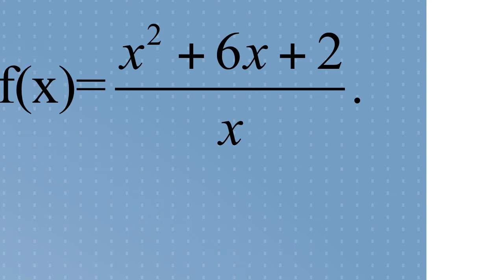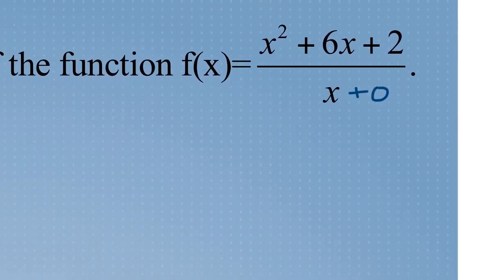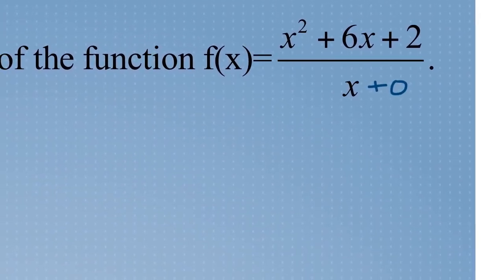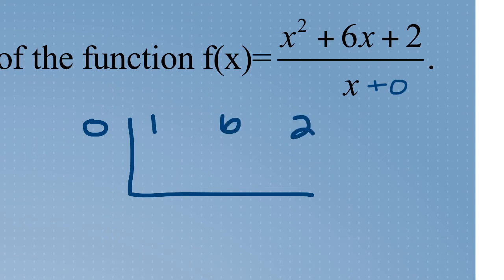Is there a constant? What would the constant be? Plus 0. So you need it. You have to have it. If you do synthetic, which obviously I would recommend at this point, the 0 goes on the outside. It doesn't matter if that's positive or negative. Numerator has all the terms in order. Nothing's missing, so it's 1, 6, 2.